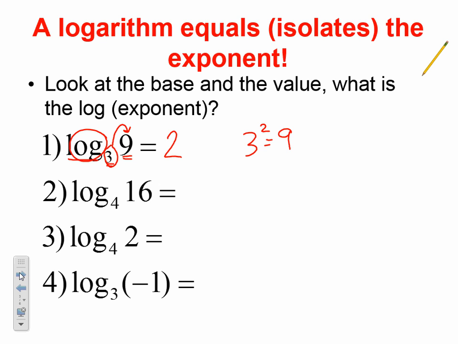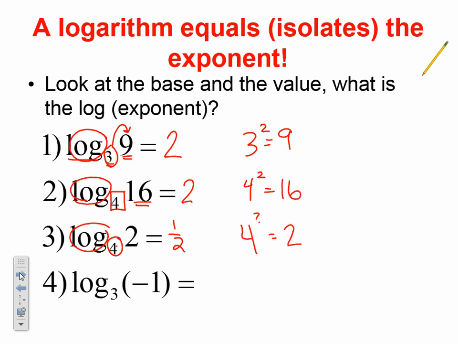Okay, let's continue on with the next one. What about this one? What exponent on 4 gives me a value of 16? 2. 4 to the 2nd power makes 16. This one's a little trickier now. What power on 4, so 4 to what power makes 2? The answer, 1/2. 4 to the 1/2 power makes 2, because a 1/2 power is the same thing as a square root, ladies and gentlemen.